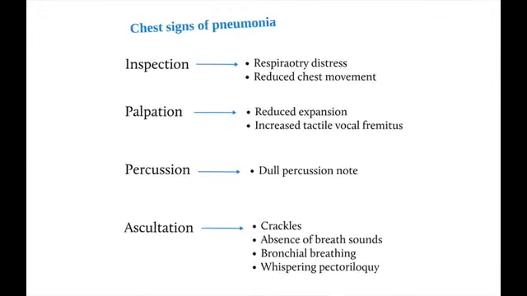So, chest signs of pneumonia. On inspection, if there's a large lobar pneumonia, you might see reduced expansion on that side, and they may be in respiratory distress, and you might see intercostal recession and a very rapid breathing rate. There may be reduced expansion on that side.